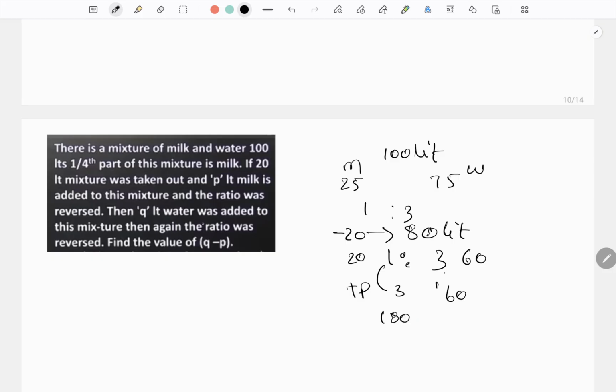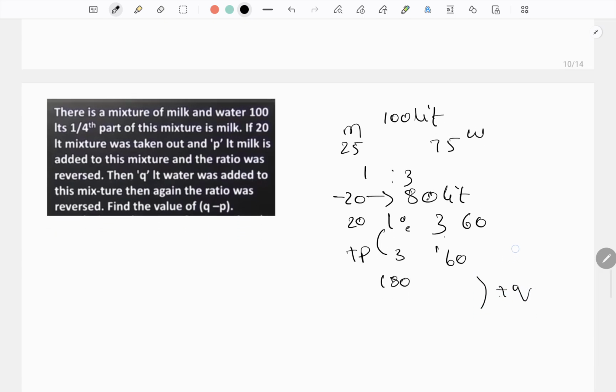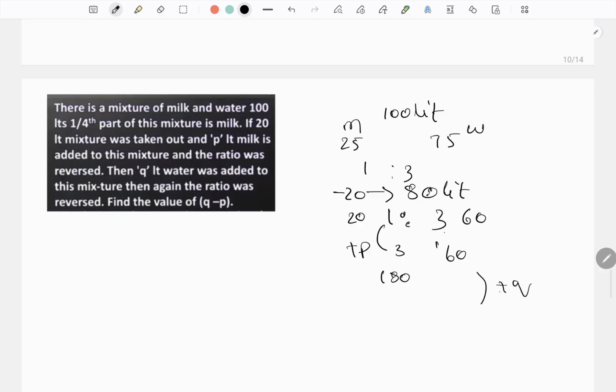Then what they are saying, that q liters of water was added. Here q liters of water is added, so that the ratio was again reversed, means it is 3:1. Now it should become 1:3, means 180 must be 180, so it should become 540.